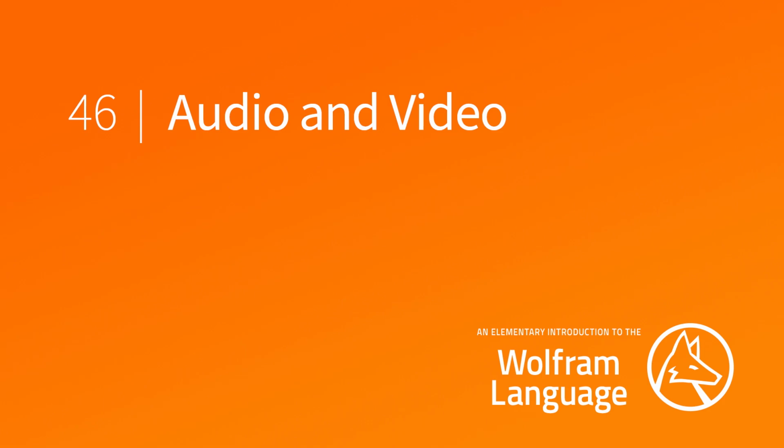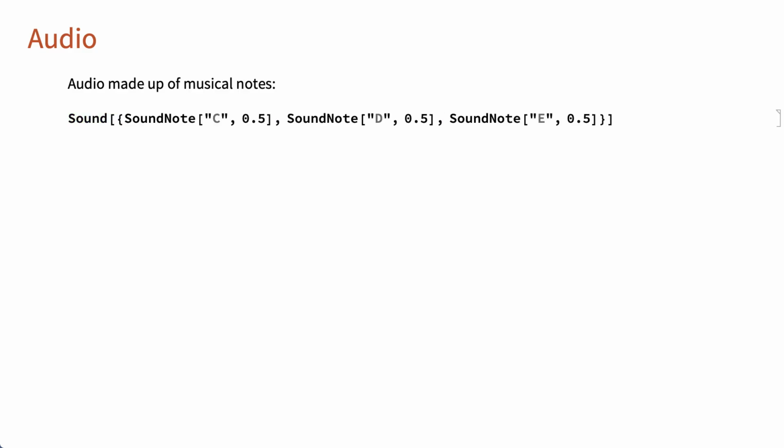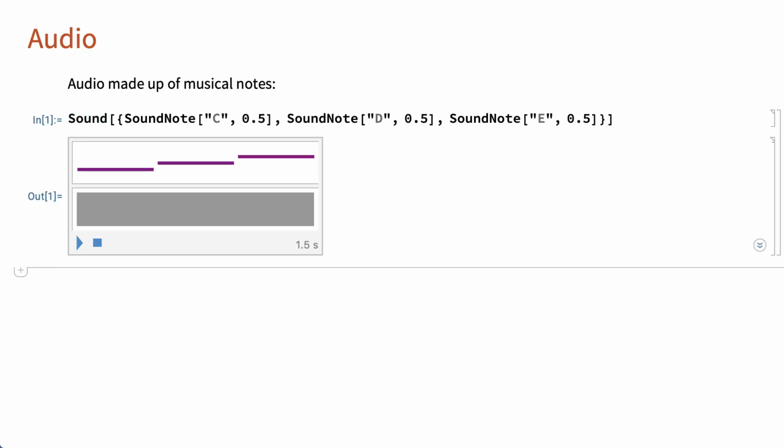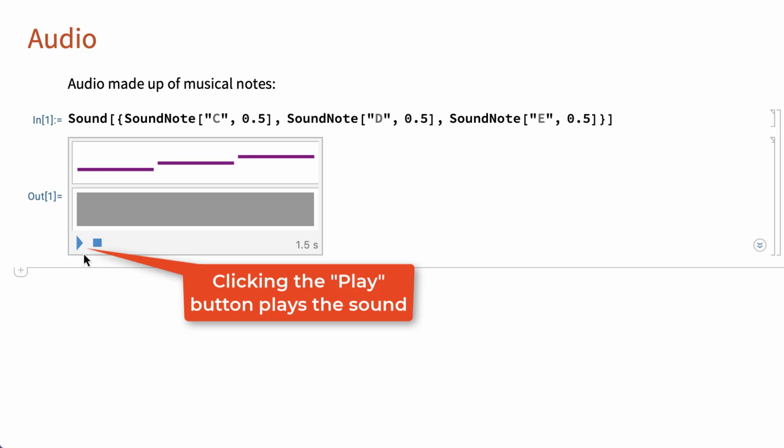Section 46 is about functions in the Wolfram language for working with audio and video. Starting with audio, Section 12 describes one important type of audio, which is audio made up of musical notes. This input, for example, returns an expression that represents 3 notes played on a piano. Clicking the button in the result plays the sound.